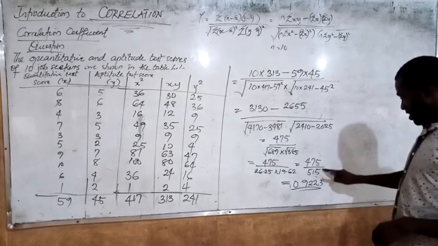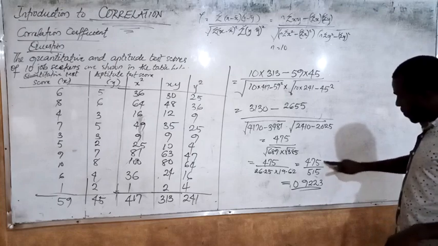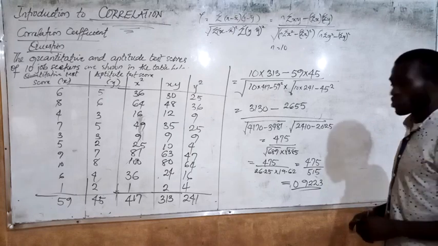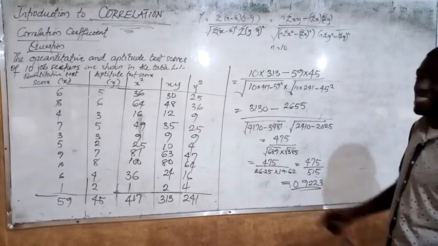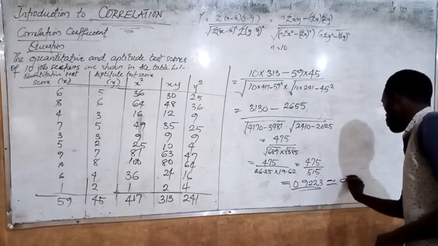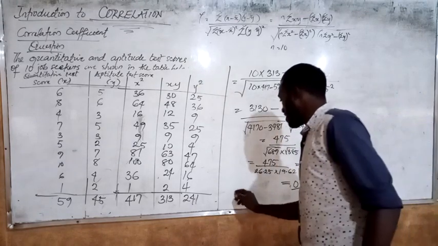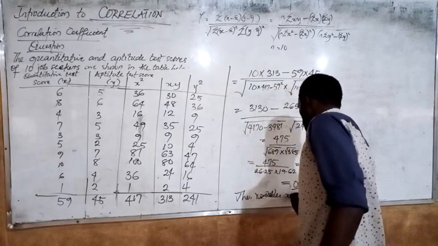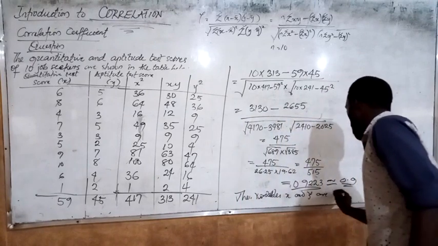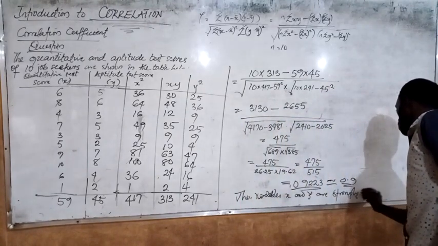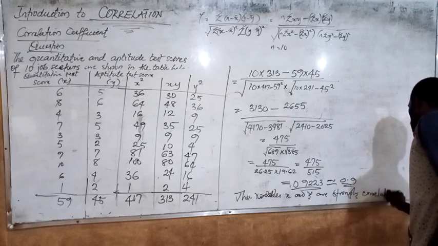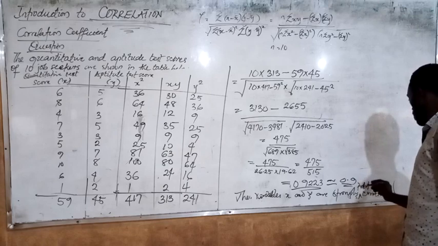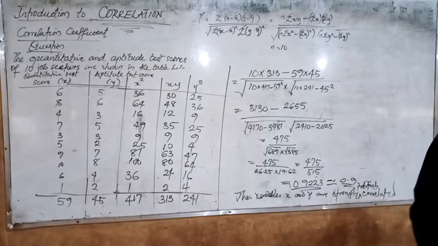Yes, you will know that by how close your values on the numerator and the denominator are. That will tell you the kind of relationship you get. So eventually we have 0.9, approximately 0.9. So we now conclude that the variables x and y are strongly correlated. Strongly positively correlated. They are strongly positively correlated.